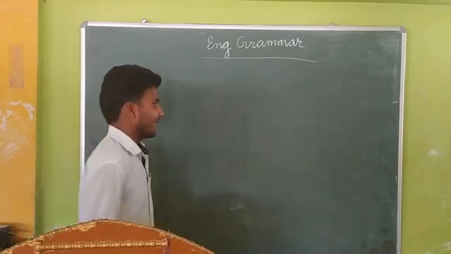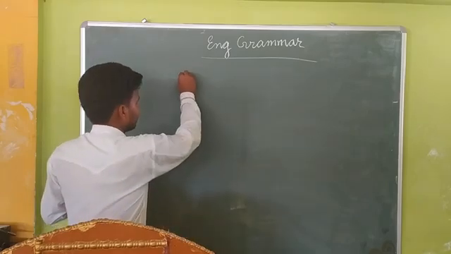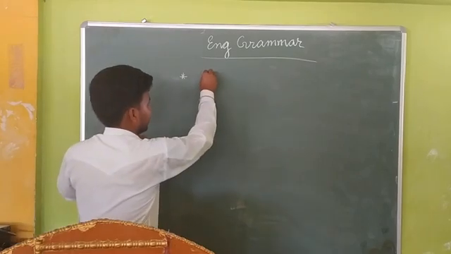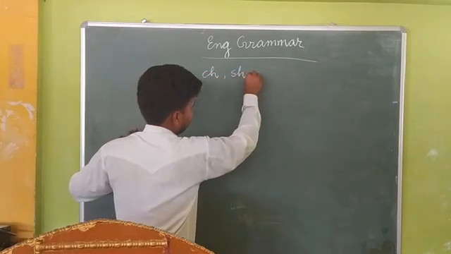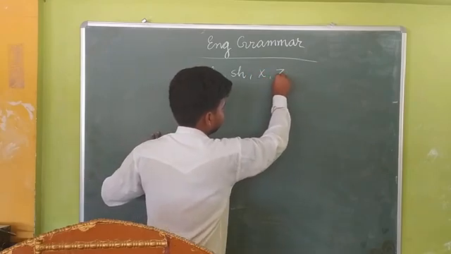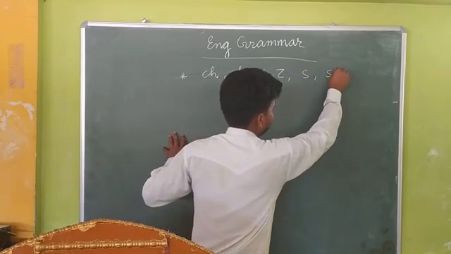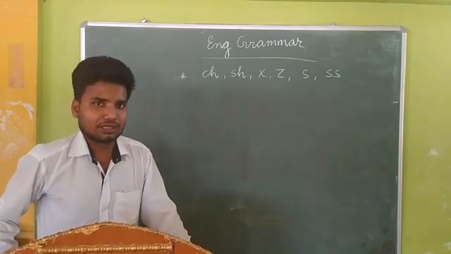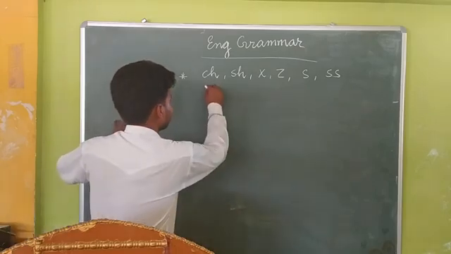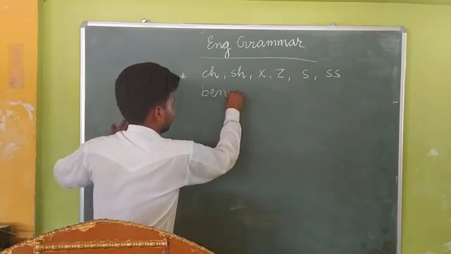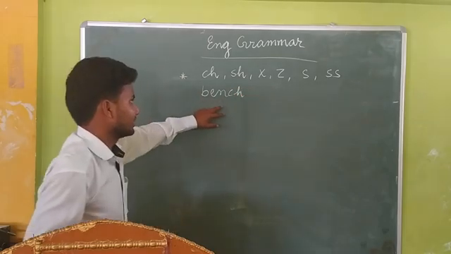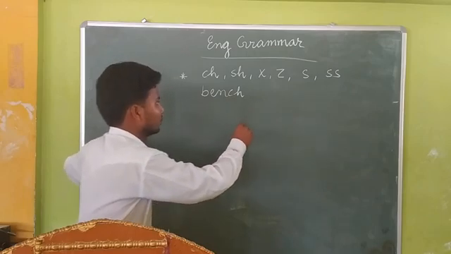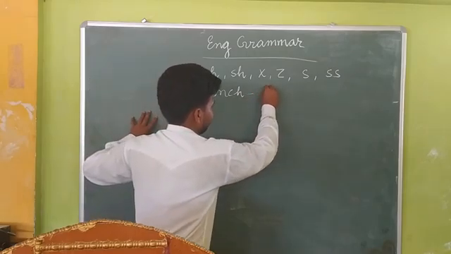So students, at first just look at the board. When any English word ends with ch, sh, x, z, s and double s, generally we use es to make them plural. For example, I am giving you bench. As you are seeing, the word ends with ch. So if you are going to make it plural, you need to add es. That means benches.